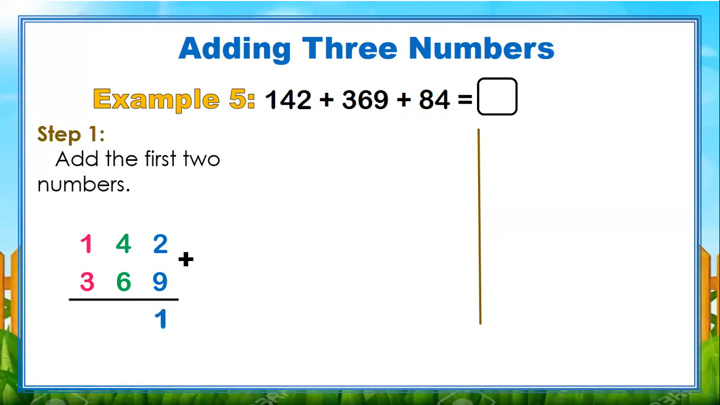So 2 plus 9 is equal to 11. Then let us regroup 11 ones. So we will put carry 1 here. So it means we need to move 1 ten to the tens column. So 1 plus 4 plus 6 is equal to 11.